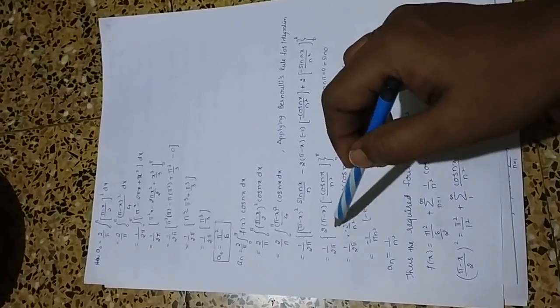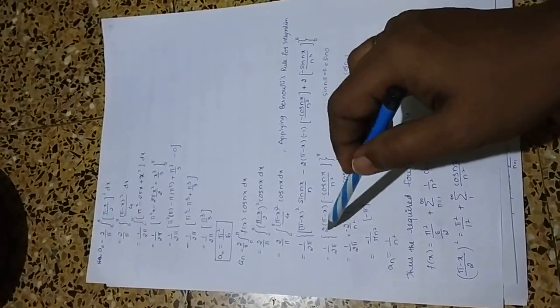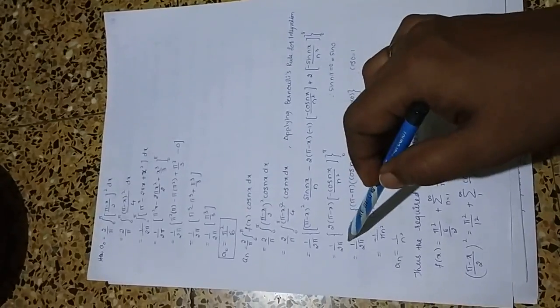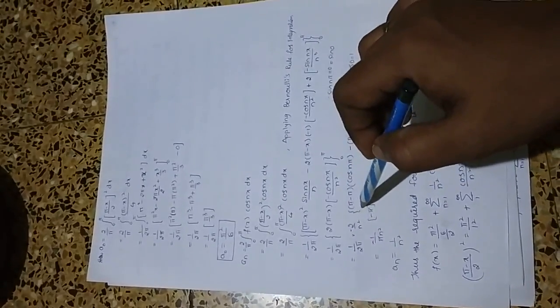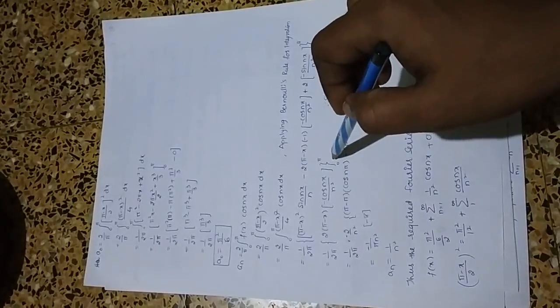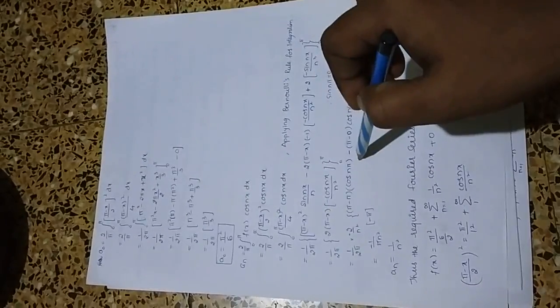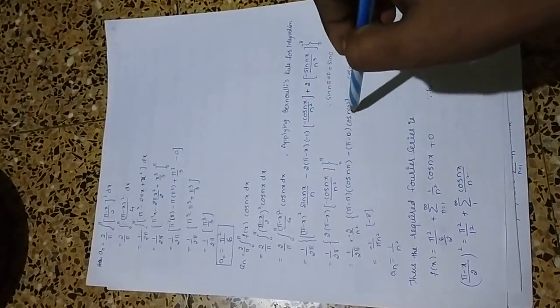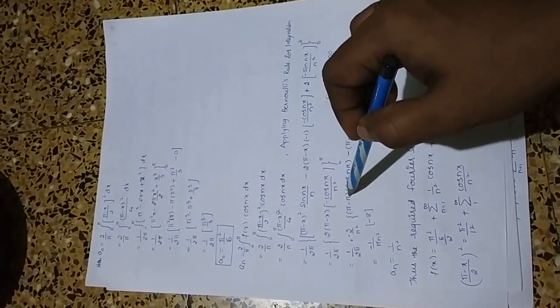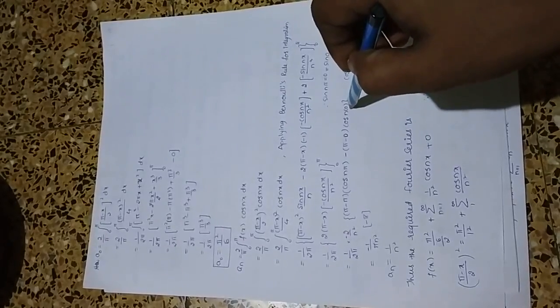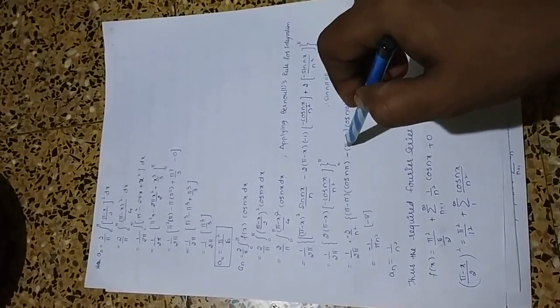1 upon 2 pi into this, taking 2 pi n square outside, 1 by 2 pi into minus 2 pi n square into bracket, substituting the upper and lower limits pi and 0. Pi minus pi cos of n pi, minus pi minus 0 cos n into 0. Pi minus pi in 0, this term is 0. Next, cos n into 0 is cos 0, that is 1. We have pi into 1, that is minus pi.